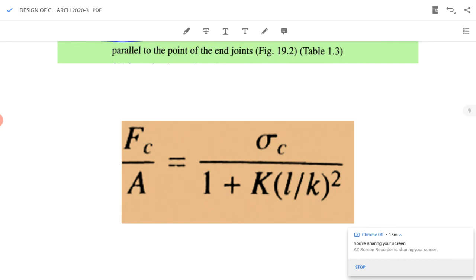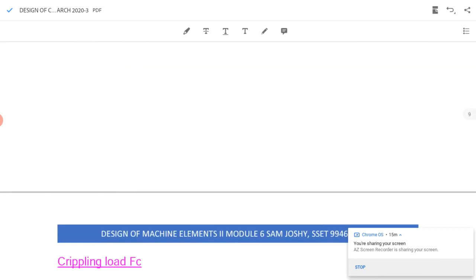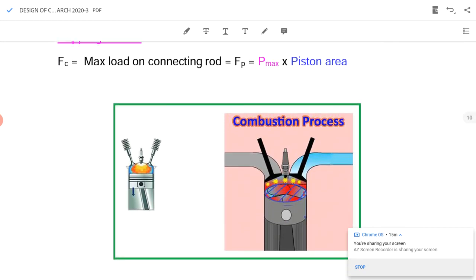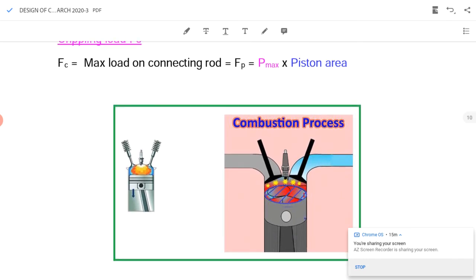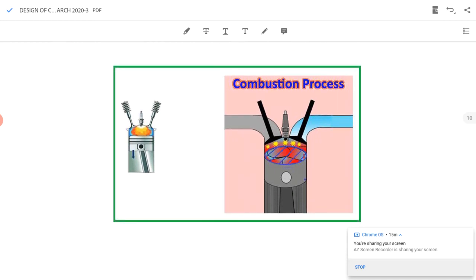First we will find what is Fc. Fc is the crippling load, or the buckling load. Now, how will you find Fc? We have already found that the maximum load on the connecting rod, or the crippling load, is the load on the piston during the power stroke.